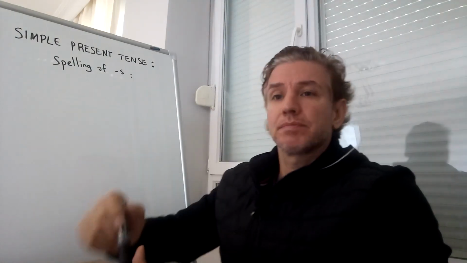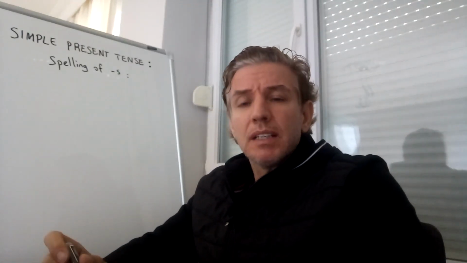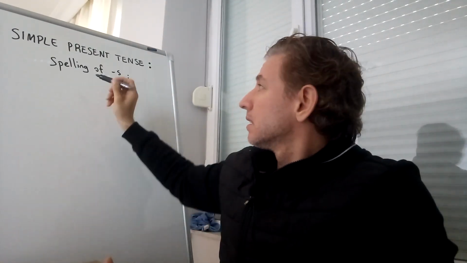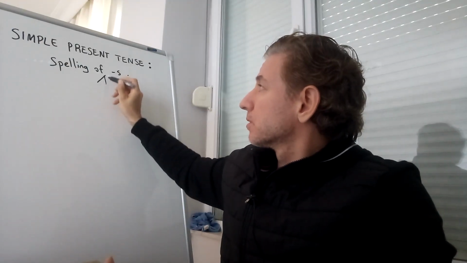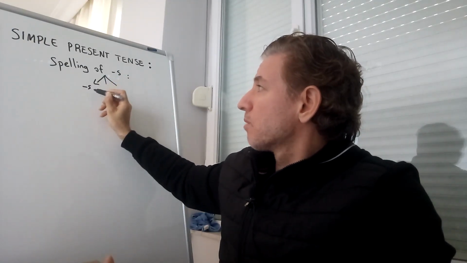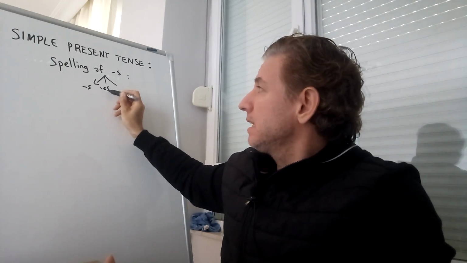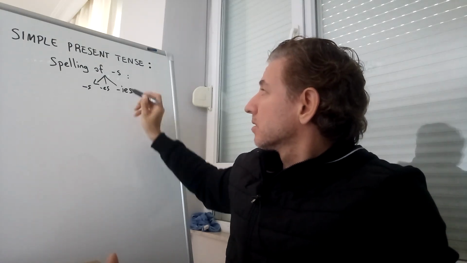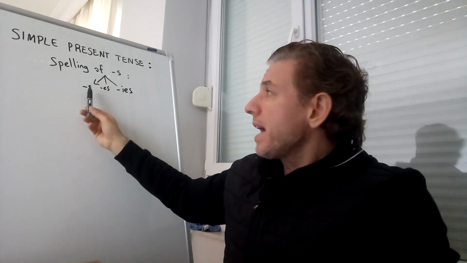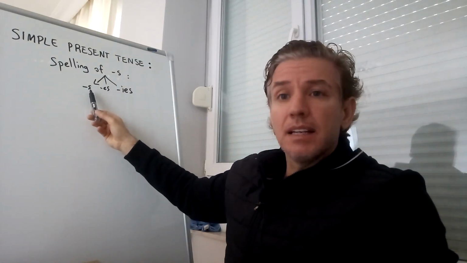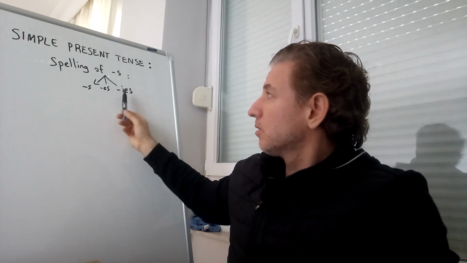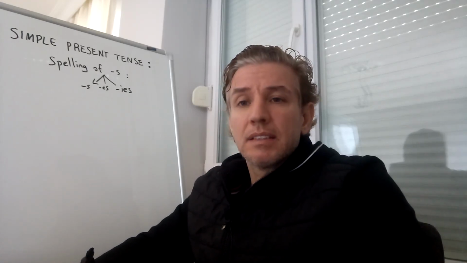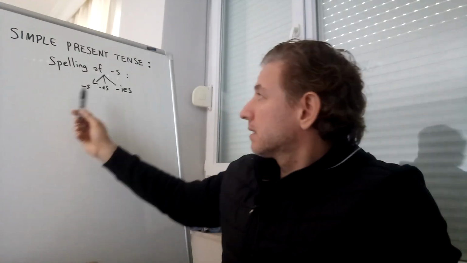Spelling of S. What does that mean, spelling of S? Because S can be written in three different forms, okay? One is S, normal S. Second is ES. And the third one is IES, okay? When does a sentence take S, ES or IES? Now we will learn when it takes these endings.